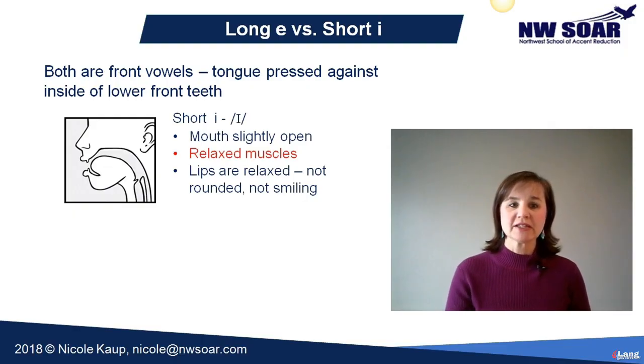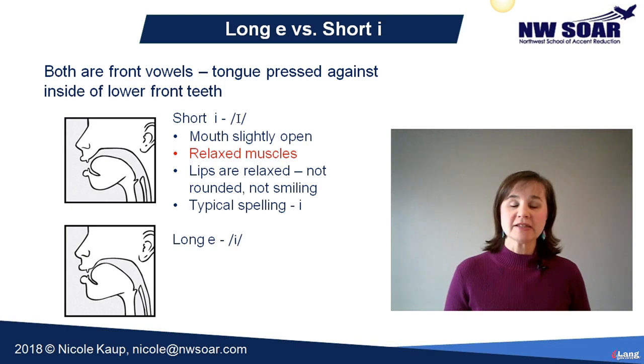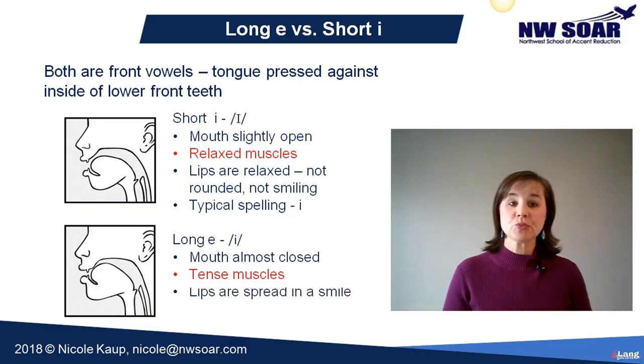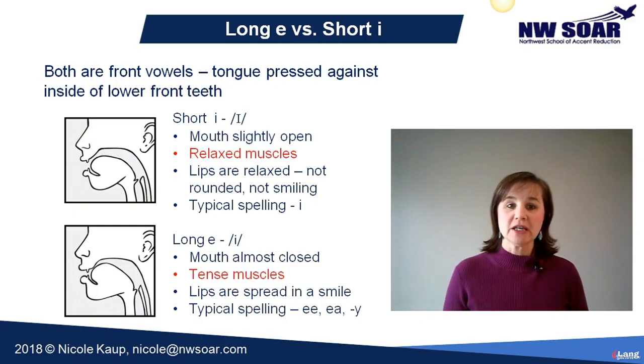The I is pronounced like this. I. I. Its typical spelling again is one single I. Now let's compare that to the long E. The IPA symbol for the long E is a lowercase i. Notice in this sound your mouth is almost closed. Your muscles are all very tense. All of your jaw, your tongue is tight and tense. The lips are spread into a smile. The typical spellings for this sound are EE, EA, and a Y at the end of words.